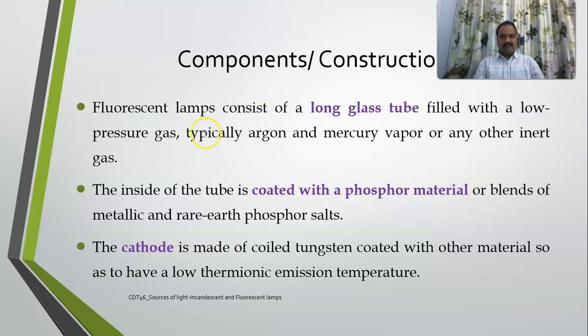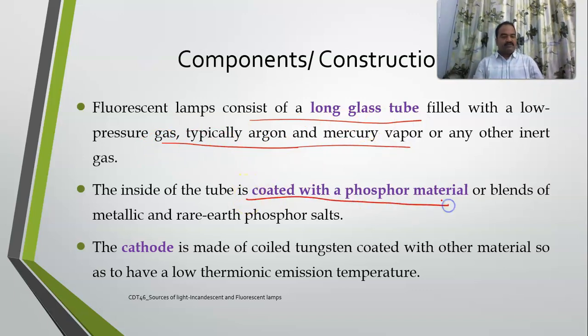Now, the simple principle is, it consists of a long glass tube generally filled with a low pressure gas, typically argon and mercury vapor or any other inert gas. And the inside of the tube is coated with phosphorus material or any blend of phosphorus salts which are available naturally. And the cathode is generally made up of coiled tungsten coated with some other material such that the thermionic emission temperature is very low.